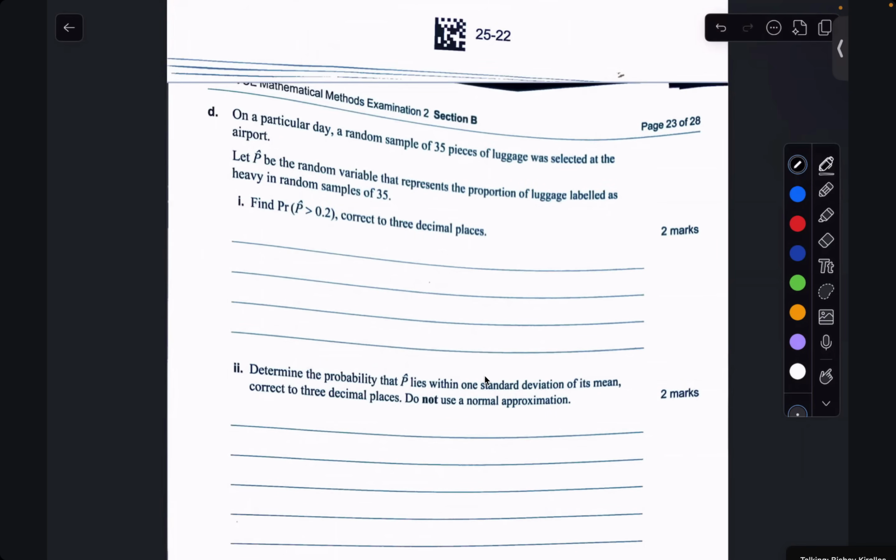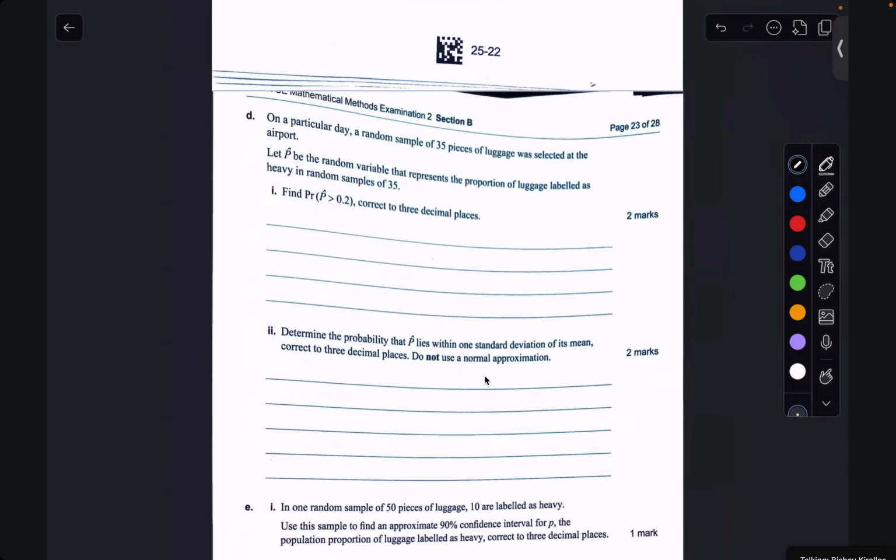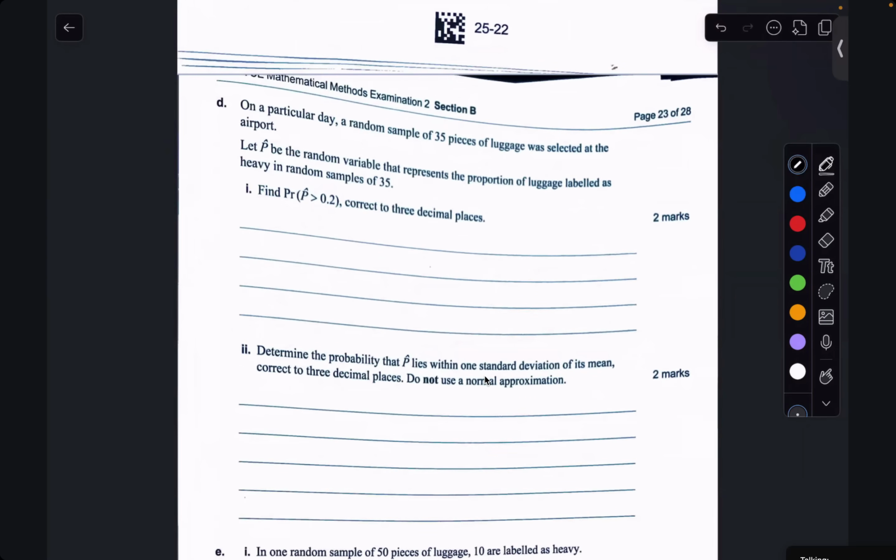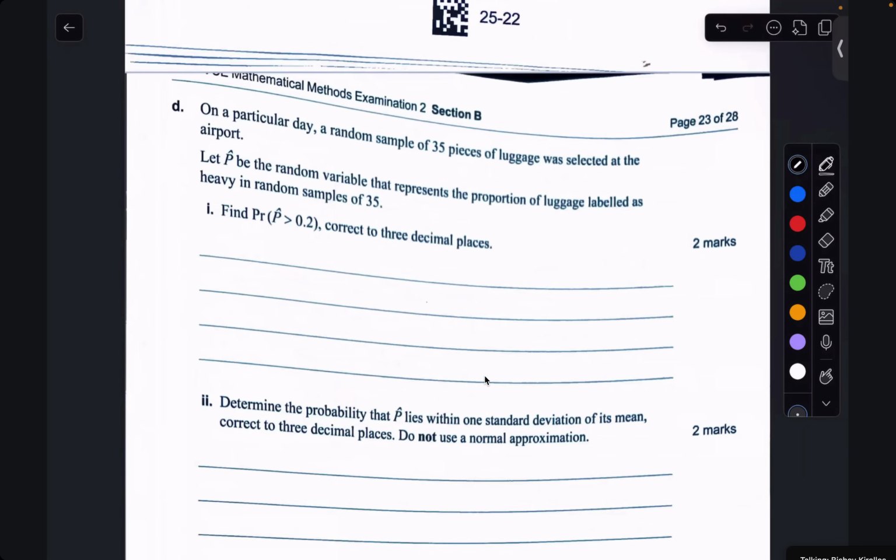Okay. On a particular day, a random sample of 35 pieces of luggage was selected at the airport. Let p hat be the random variable that represents the proportion of luggage labeled as heavy in a random sample of 35. Okay, so we want p hat is greater than 0.2, which is the same as the probability that x over 35 is greater than 0.2, or that's the same as the probability that x is greater than 7, or x is greater than or equal to 8.